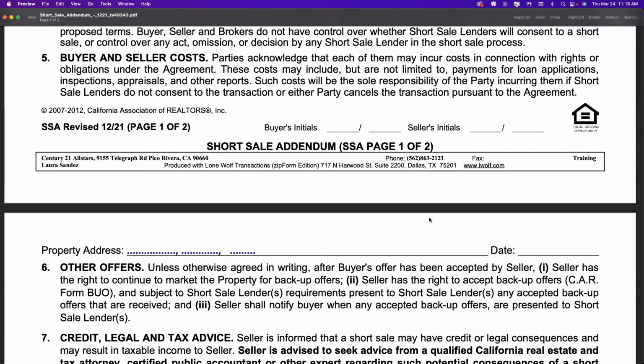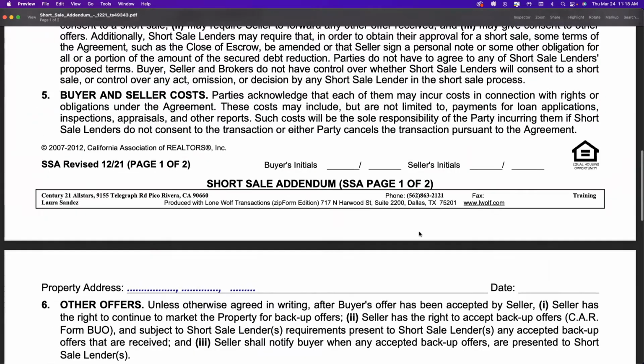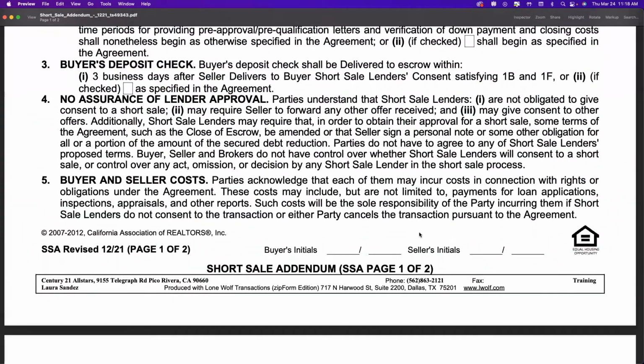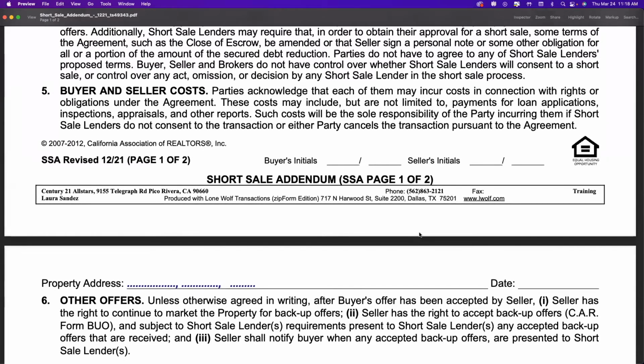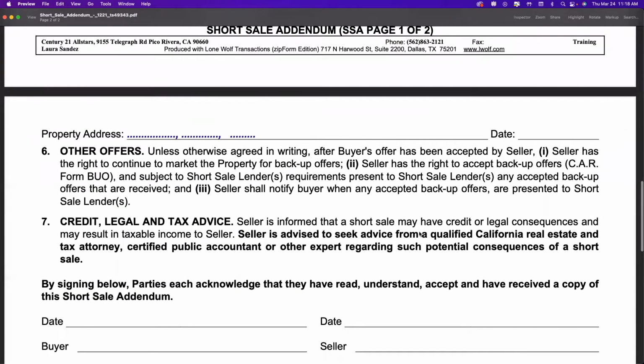All right. So, this is just saying that there is no guarantee that the lender's going to approve it. The costs that are included are the buyers and sellers. This is about tax advice right here.